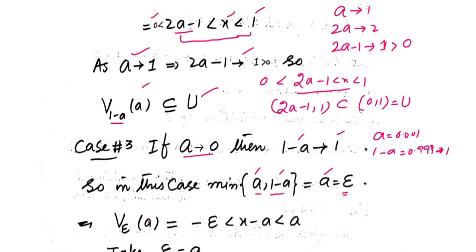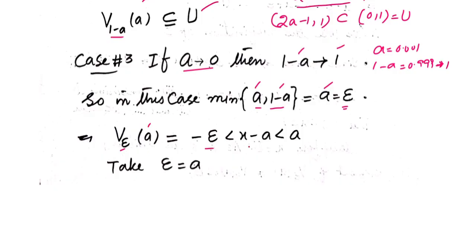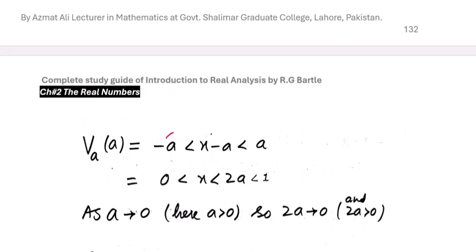Now the epsilon neighborhood of a at epsilon is minus epsilon less than x minus a less than epsilon. Now set epsilon equal to a. This gives minus a less than x minus a less than a. By adding a on each side, we have 0 less than x, x less than 2a, and 2a is always less than 1, because when a approaches 0 and a is positive, 2a also approaches 0 and is positive, so it is always less than 1.